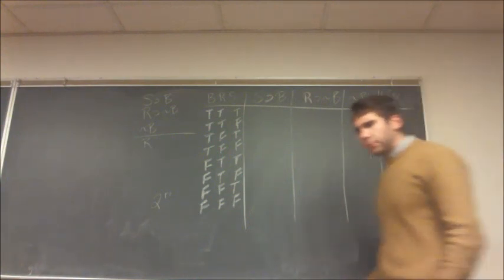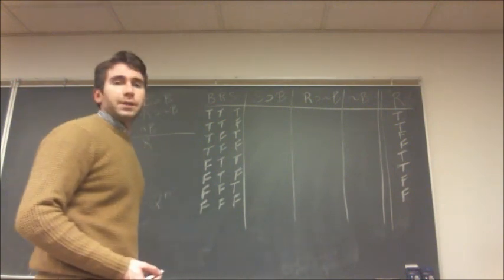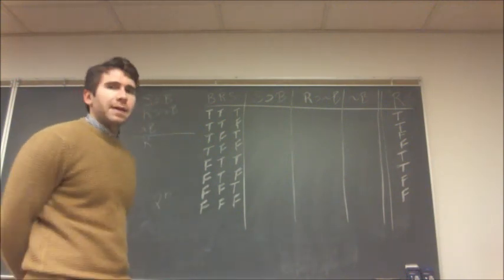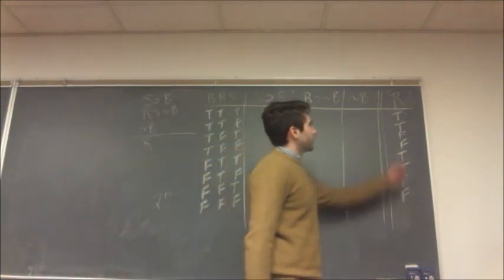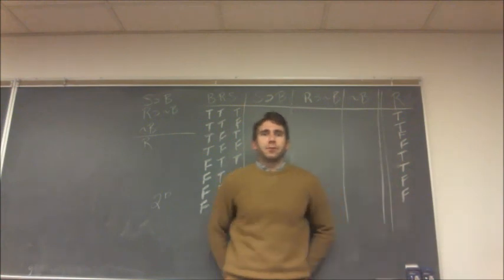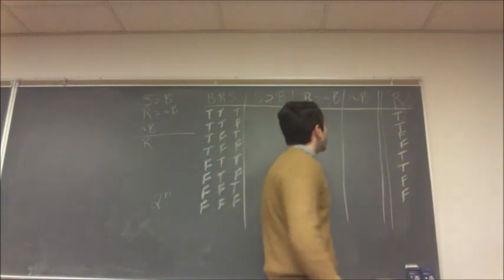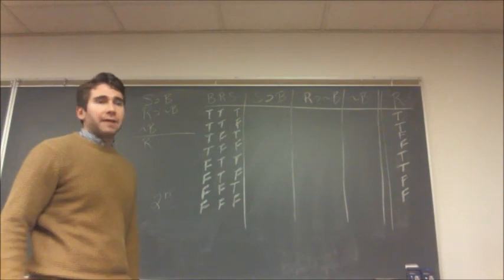Okay, so remember what we're looking for, right? We're looking for rows where all the premises are true and the conclusion is false at the same time. So think about what that means. Any row where the conclusion is true is irrelevant for our purposes, right? We don't have to do anything. It's just not important. So I propose that we cut our work in half, right?